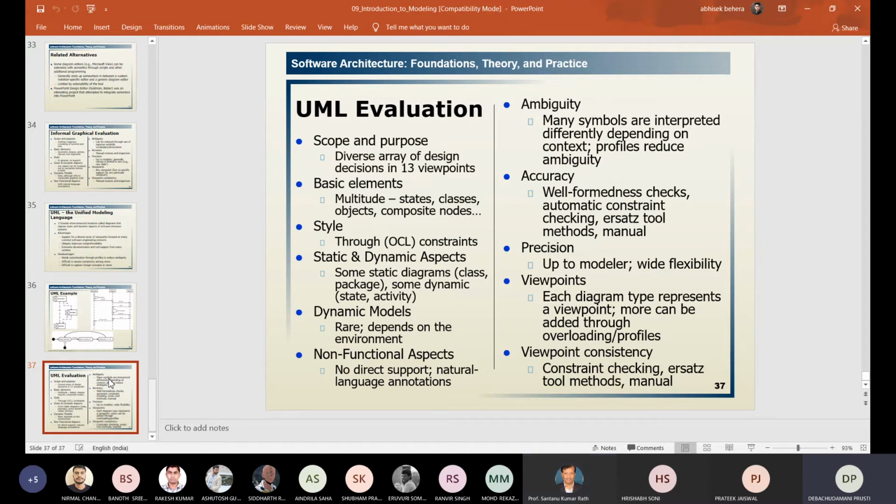Then the viewpoints: each diagram type represents a viewpoint. More can be added through overloading or by adding profiles. Then the viewpoint consistency: it constrains the checking, using tools, methods and the manual, and we can do the viewpoint consistency.